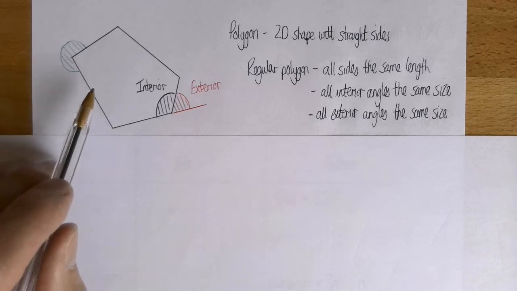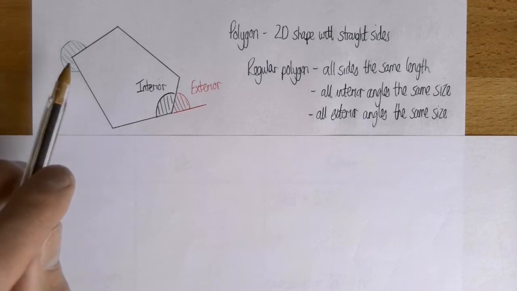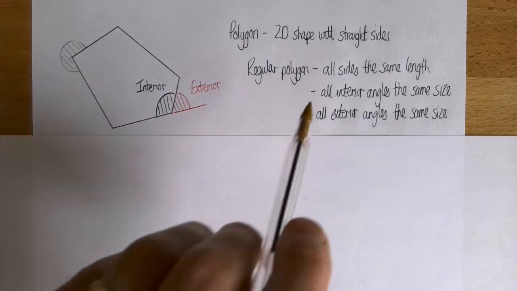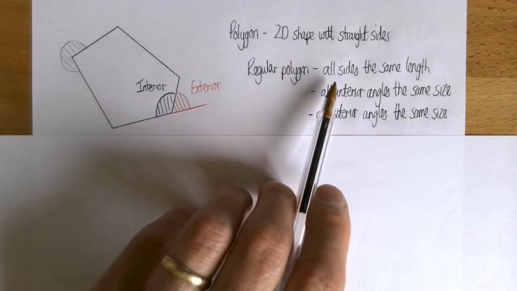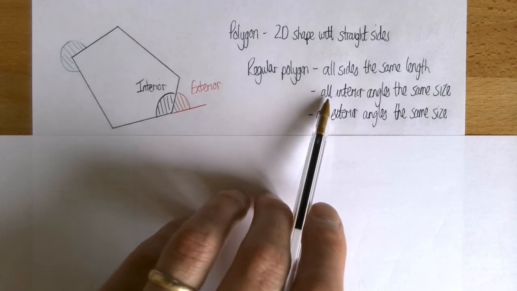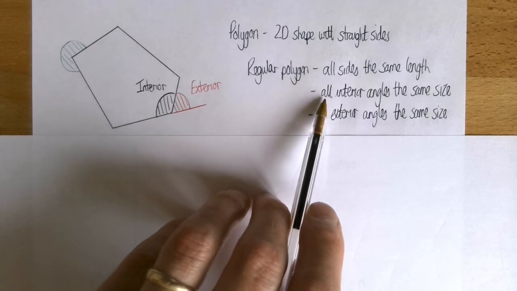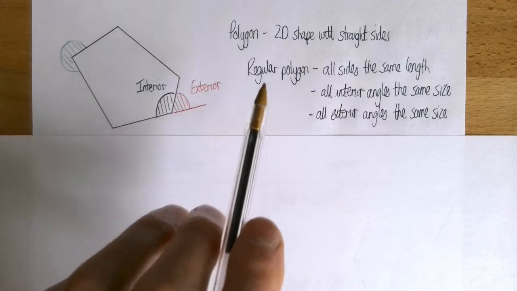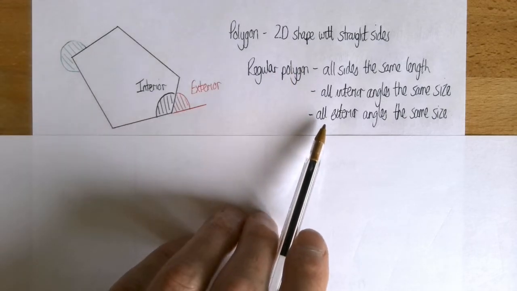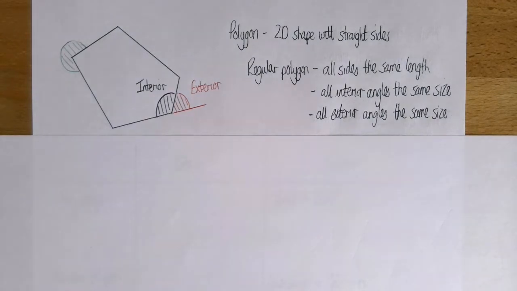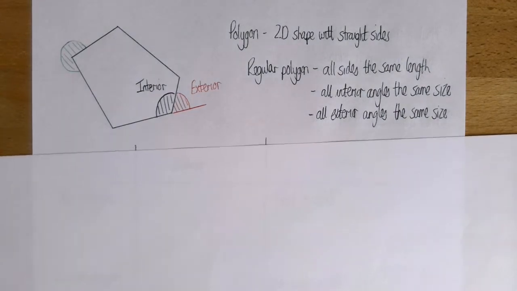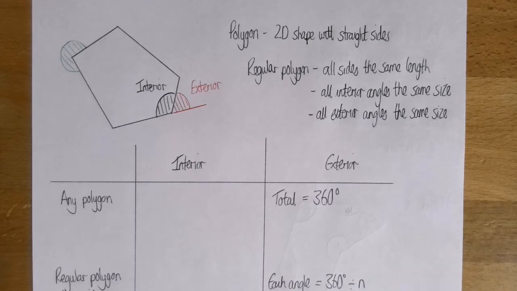Now this is not a regular polygon. Its sides are not all the same length, but if it is a regular polygon, its sides are the same length, and that means that each of the interior angles are all the same size, and each of the exterior angles are also the same size. And we had a set of questions last time on exterior angles. So this is sort of where we're going with this.